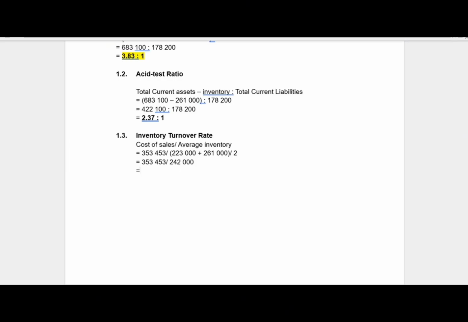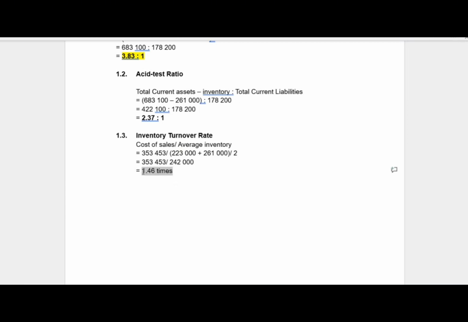Your answer must be in times. So as we proceed with our calculations, it's going to be 353,453 divided by 242,000. I am getting 1.46 times. So it's going to be 1.46 times. Because remember I said this inventory turnover ratio shows how many times an entity has sold or replaced its inventory during a given period. So that is why we put the ratio in times.